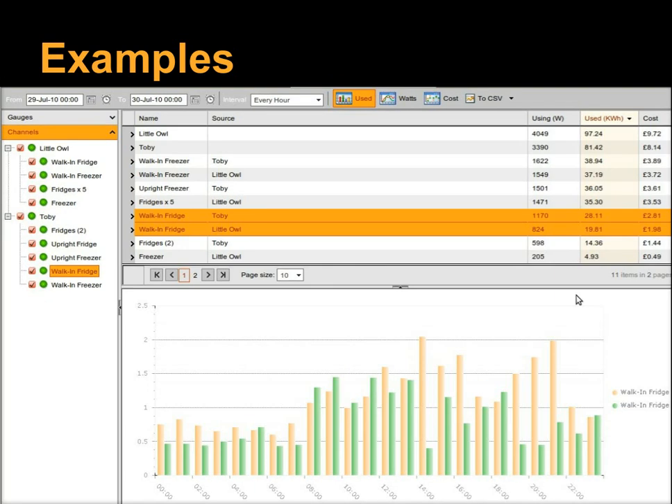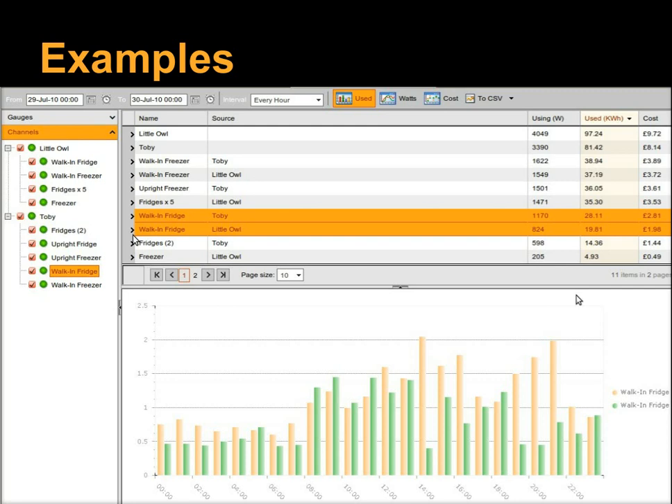Here's another view. This is a view of just the refrigeration appliances within each establishment. And this is interesting because what they've done is they compared the walk-in fridge in the Little Owl with the walk-in fridge in the Toby. And they can see that the walk-in fridge in the Toby uses 50% more power than the walk-in fridge in the Little Owl. And they were curious about that.